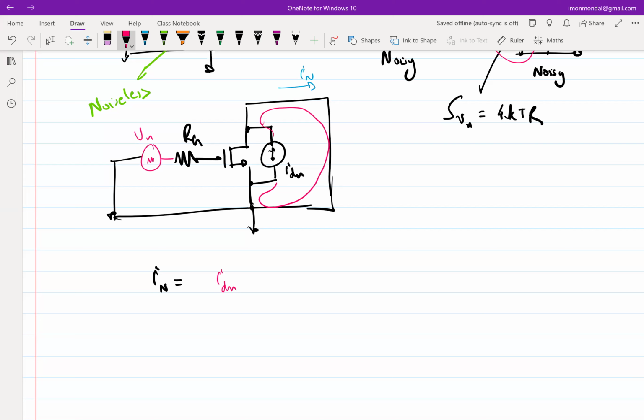But this is only because of IDN. Then I have noise due to Vn, the current excitation due to Vn. What will that excitation be? Plus Gm times Vn. Now, note that I have not paid attention to whether it will be plus or minus. Is that relevant?